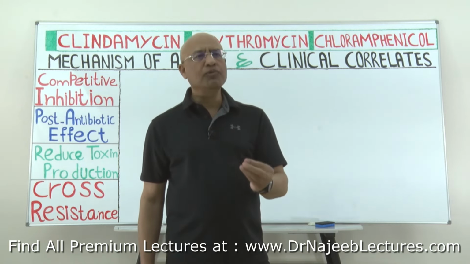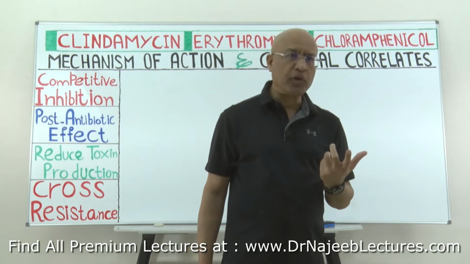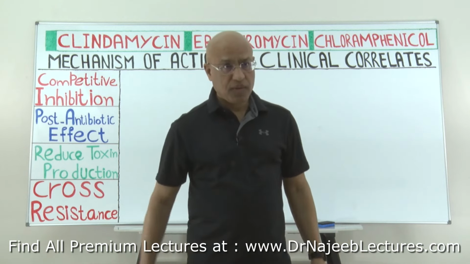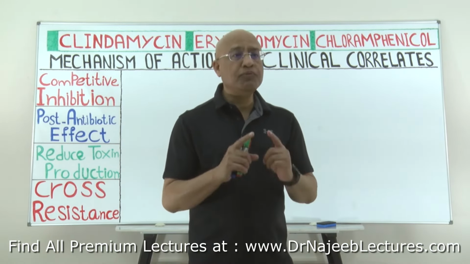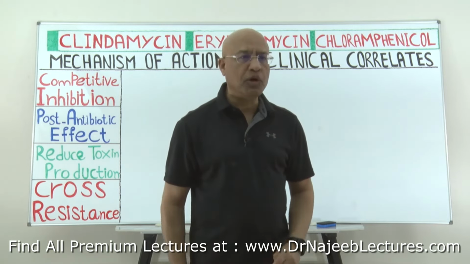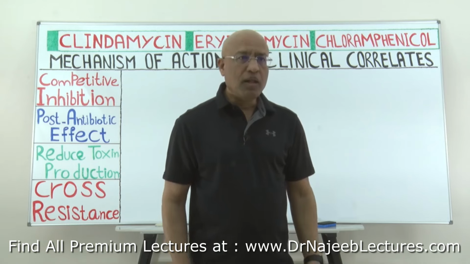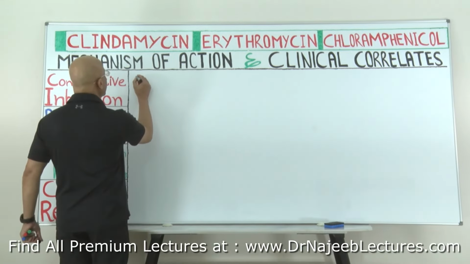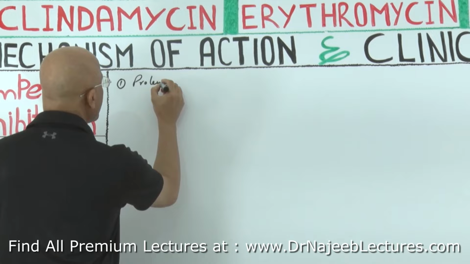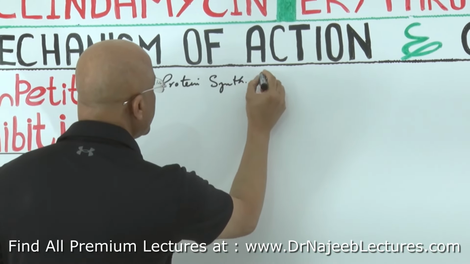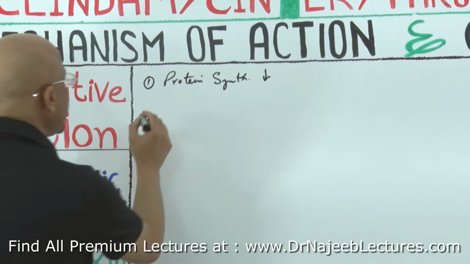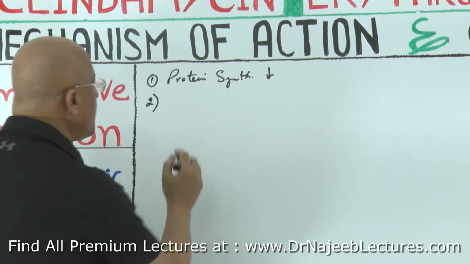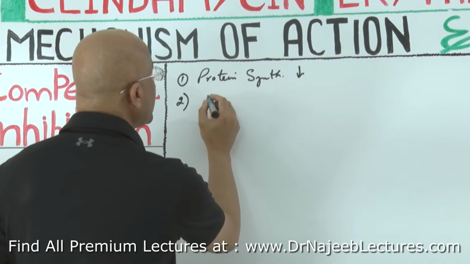Number two, all of them work on the ribosome, because ribosomes are the molecular machines which synthesize the protein. Number three, all of them work on the 50S larger subunit of the ribosomes of susceptible bacteria. I will write it down one by one. Number one, all of them are protein synthesis inhibitors. If we go deeper, all of them basically act on the ribosomes of susceptible bacteria.